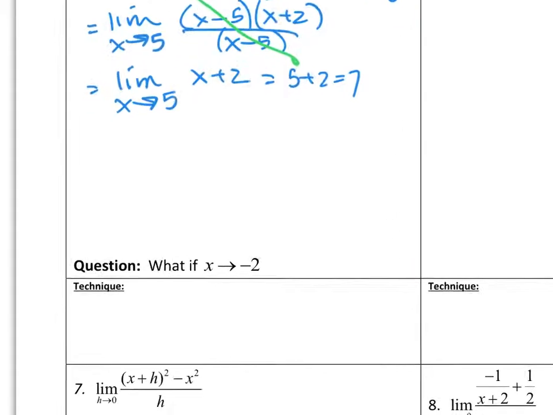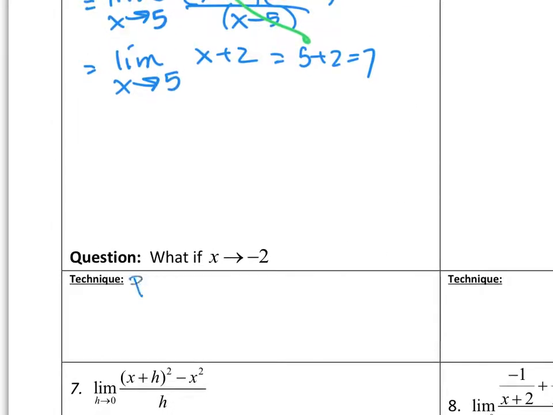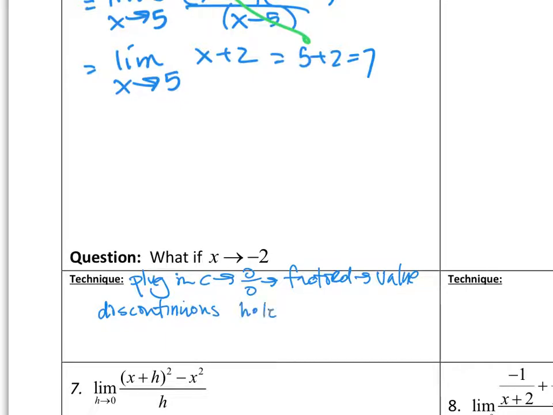So what did we do here for our technique? We plugged in c. We ended up with 0 over 0. We factored, and we ended up with a value. And the thing to notice again, since we had 0 over 0, it is discontinuous, and it has a hole at our value. We are taking the limit to its output.